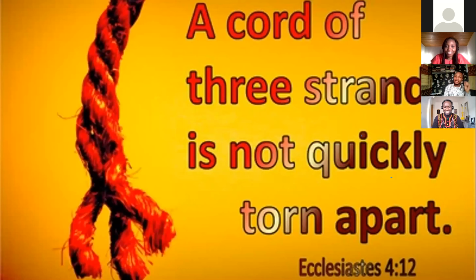So finally, let's remember this. It comes from Ecclesiastes 4:12. A cord of three strands is not quickly torn apart. When you network, when you connect with other people, you are like a giant. What you want to achieve in life, in your career, in your marriage, in anything, there are people who have gone ahead of you. Just connect with them. Just link up with them, and they will make you stronger. You will not be easily broken.